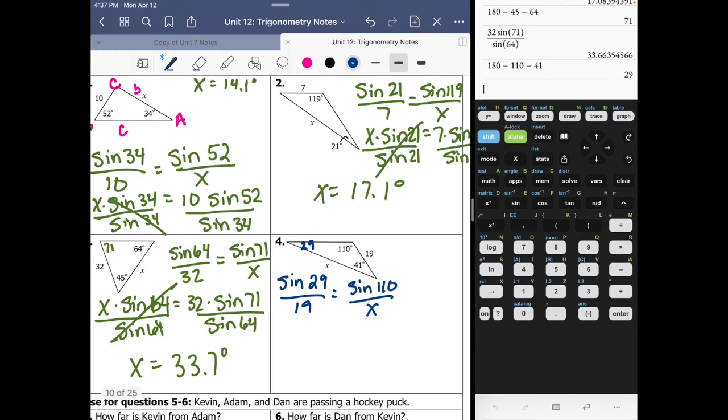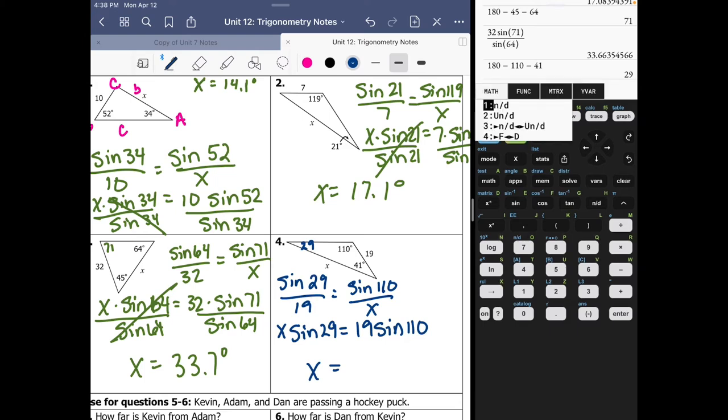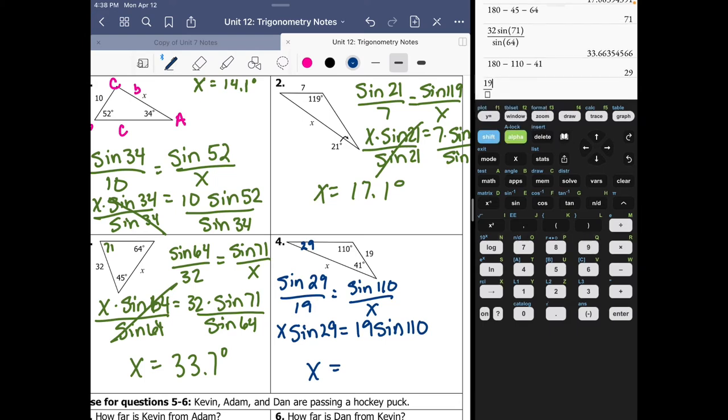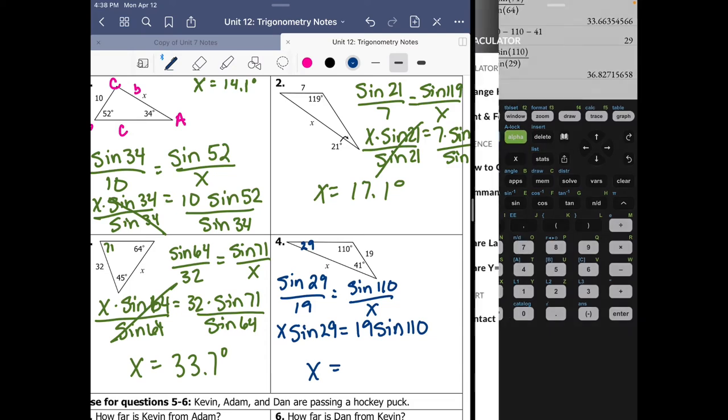So then you've got x sine of 29 equals 19 sine of 110. And we know that we're going to divide. I'm just going to go ahead and type it in just to save some room, because I'm writing so big that it's hard to tell. And then on the bottom, we've got the sine of 29. Okay, so just like that is how you're going to set that up, and then that's 36.8 degrees.